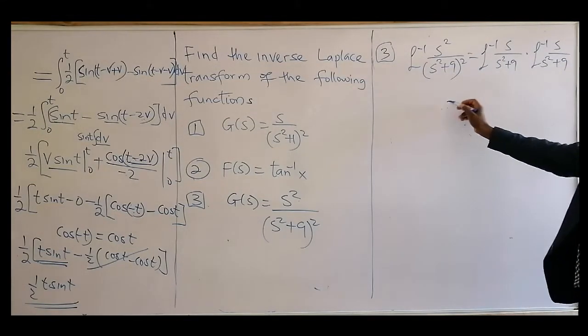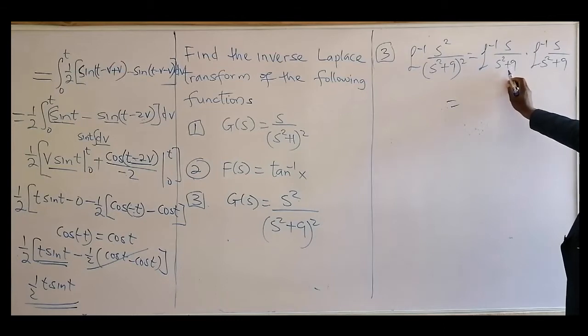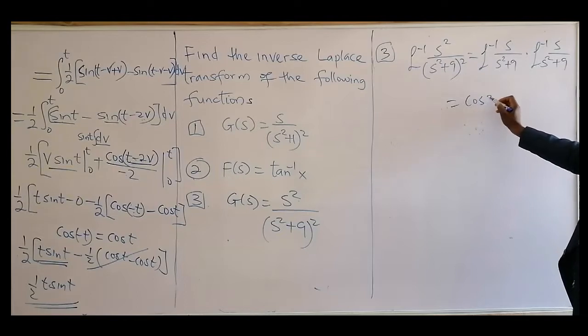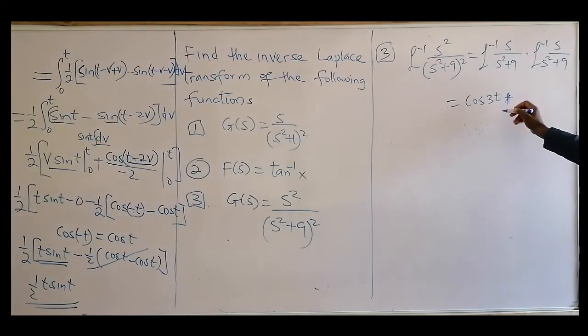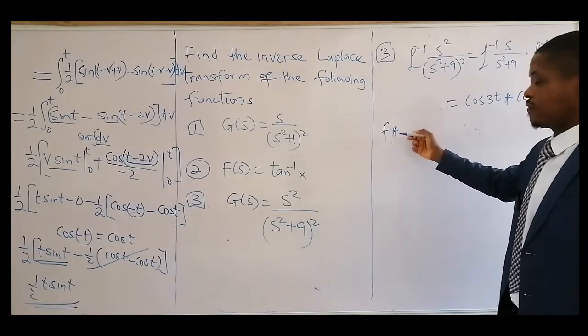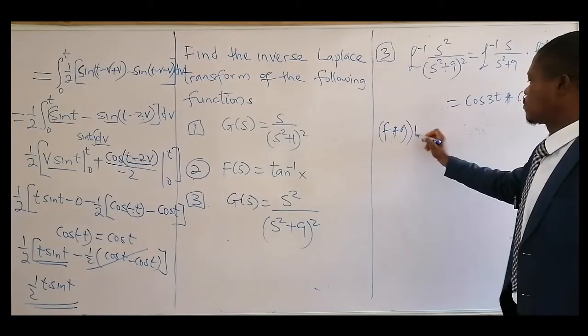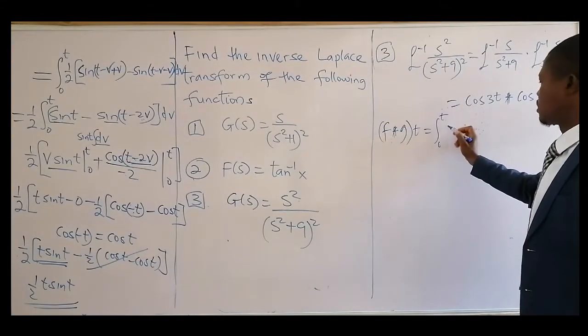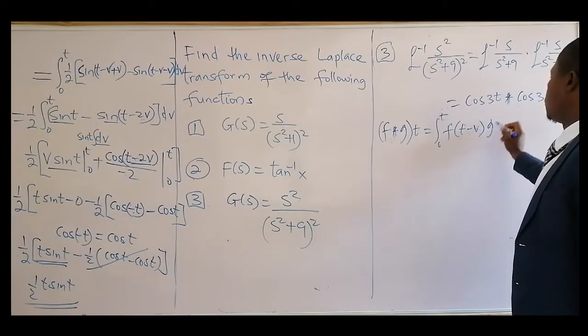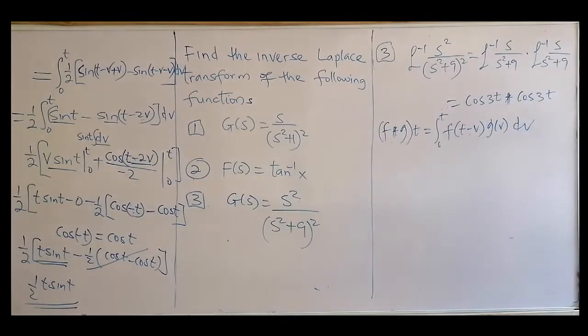This will give you cos 3t convolved with, and this also gives you cos 3t, the same function. From the convolution, we know that f convolved with g as a function of t gives us the integral from 0 to t of f of t minus v times g of v dv. That's the formula for convolution, so we're going to apply it.